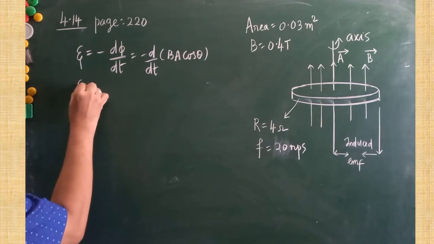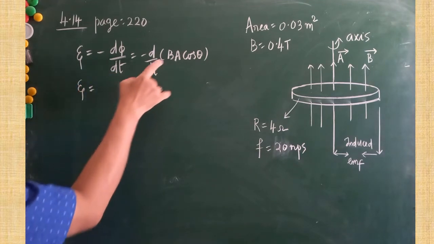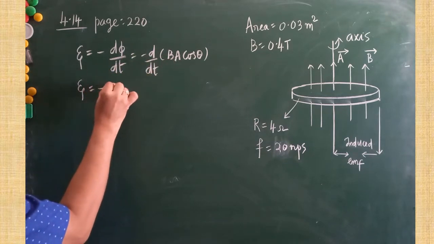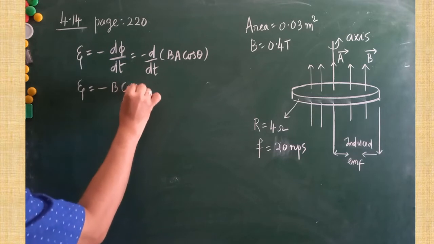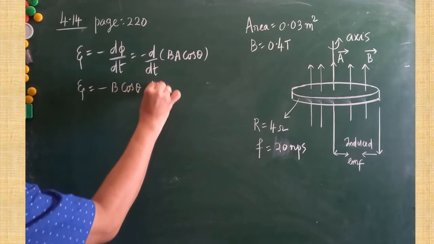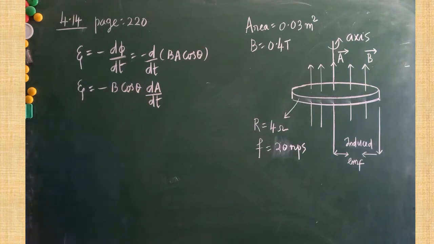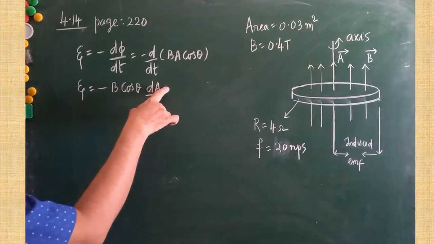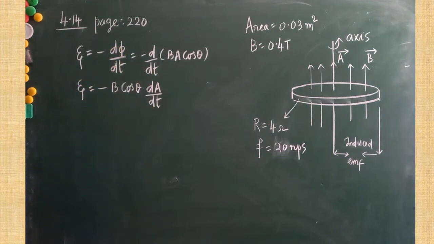The next step: the induced EMF is equal to, B can be taken out, since it is constant and not going to be altered, and then cos θ. Which one alone changes? Area alone changes. The area linked with the magnetic field is changing. When the area changes with respect to time, the flux linked with the disc will also change.